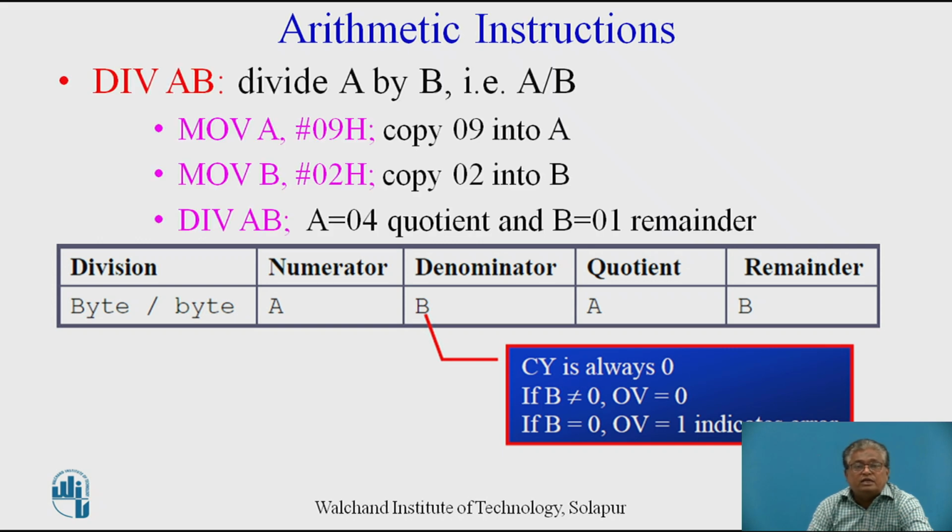Similarly, the division operation DIV AB. This is the only format for the DIV instruction, and it always divides the accumulator by register B. The numerator for the division operation is in register A, and the B register contains the denominator. After execution of this DIV instruction, the quotient will come in register A and the remainder will be stored in register B.